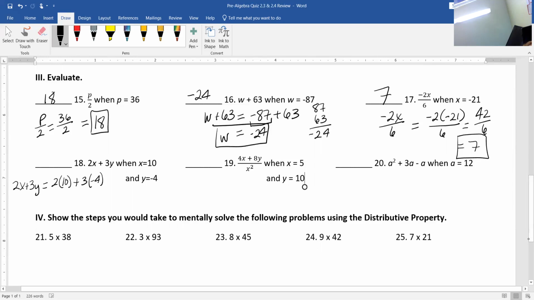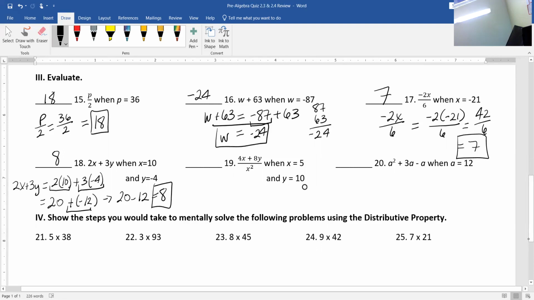All right, so then just go ahead and solve your multiplication, order of operations here. That gives you 2 times 10 is 20. 3 times negative 4 is a negative 12. But we know that is the same thing, the definition of subtraction here. It's the same thing as 20 minus 12, which equals 8. So number 18 is 8.